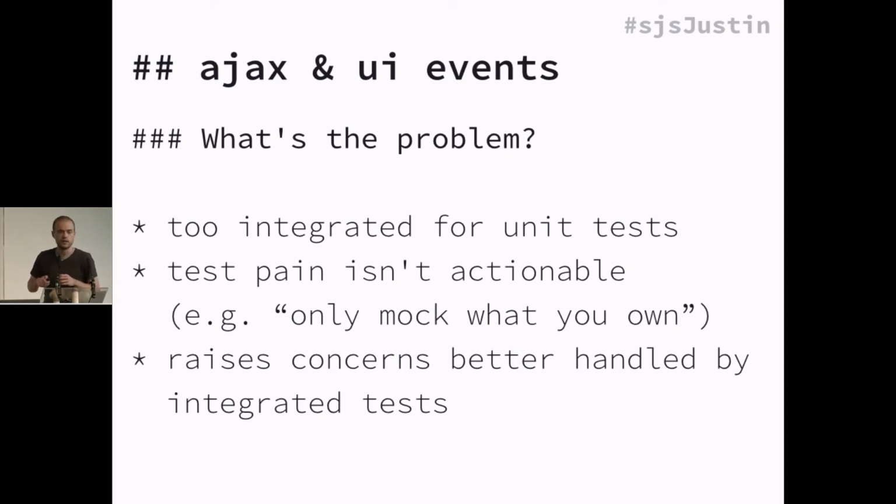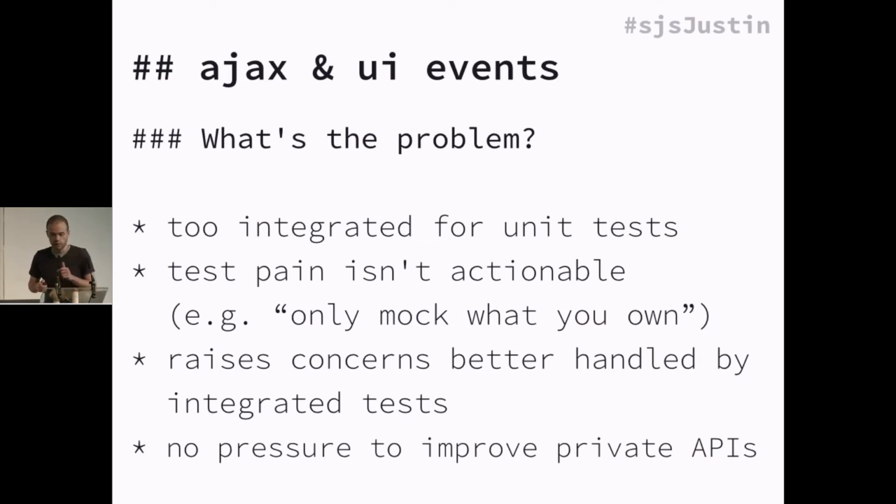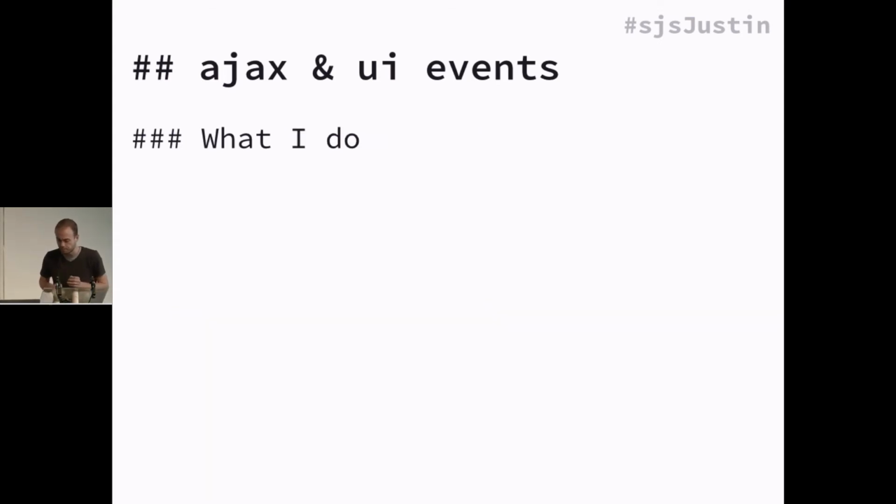And all of these topics, all of these approaches really raise concerns that are better handled by more integrated tests. Like if I'm talking about fake servers and stuff, I want to consider full API responses, which might be overkill for a particular unit. And finally, they don't provide any pressure to actually improve my private APIs. If I'm testing at a really integrated level, even in my unit tests, I don't really learn about what the usability is like of my particular objects. And in JavaScript, they could just be anonymous. I might have no function names at all, which I don't think is a really good style long term.